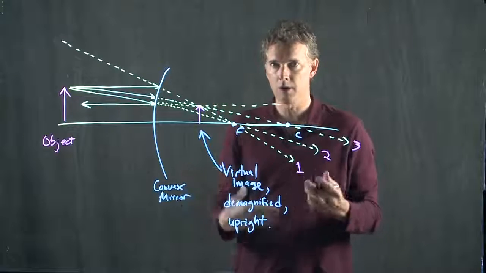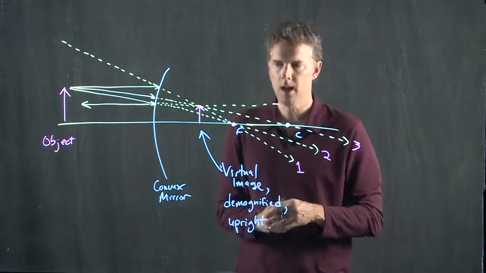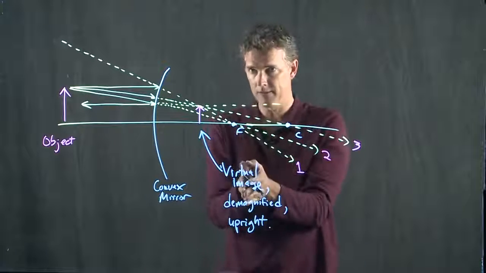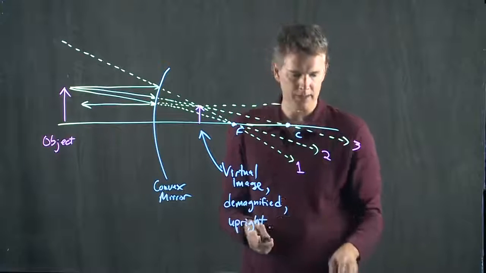This sort of mirror also obeys the mirror equation, as long as you remember that stuff on the right side has a negative sign, stuff on the left side has a positive sign.